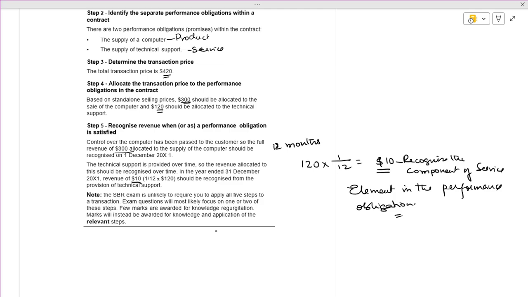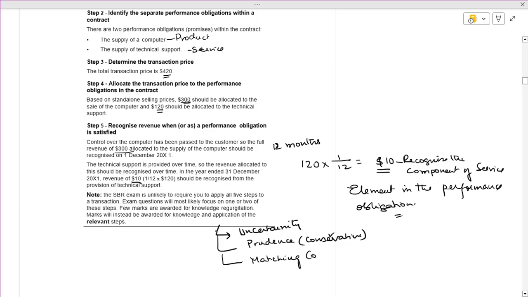We don't know what will happen; there will be an uncertainty element. In order to avoid that, we are covering various different things. There is an uncertainty element. One thing, there is a concept of prudence. We have to be very conservative. We should not be very aggressive. We have to be conservative and proportionate, and most importantly, we can understand the concept of the matching concept.